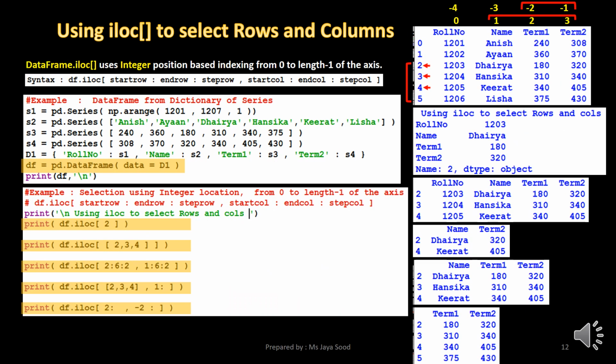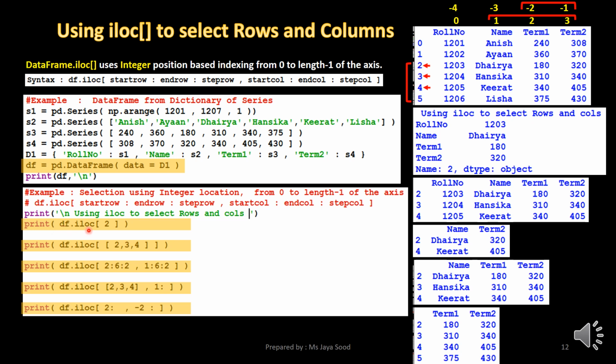Using iloc to select rows and columns. Dataframe.iloc uses integer-based indexing to select rows and columns. We need to specify the value of start row, end row and step row separated by colons, comma, the value of start column, end column and step column separated by colons within the square brackets. With reference to our previous example, let us have a look at these print statements.